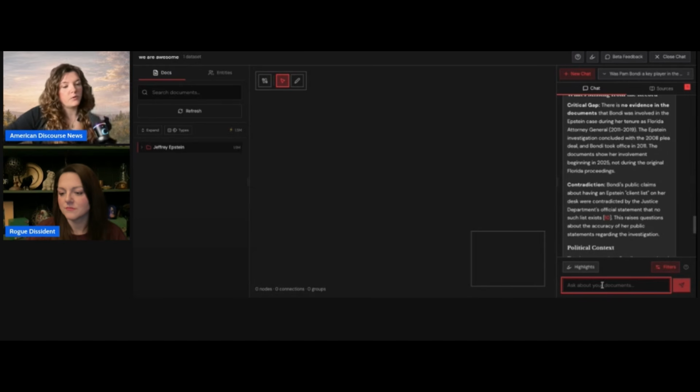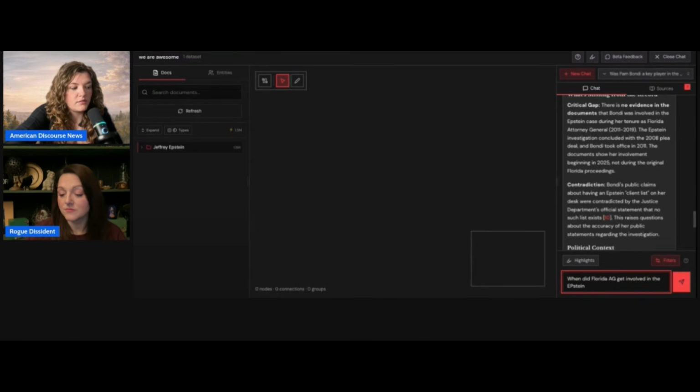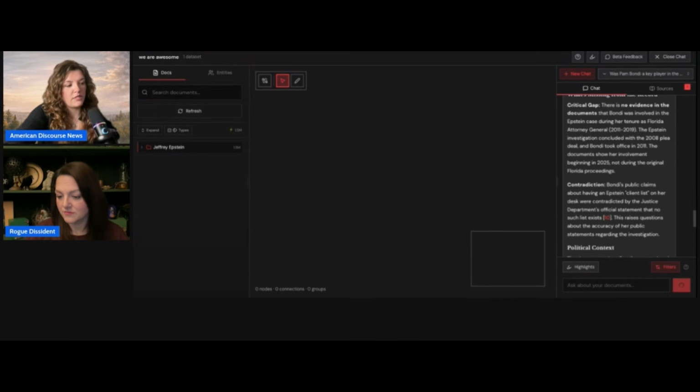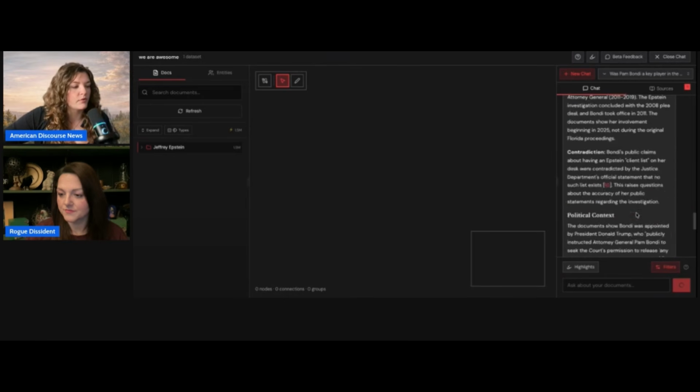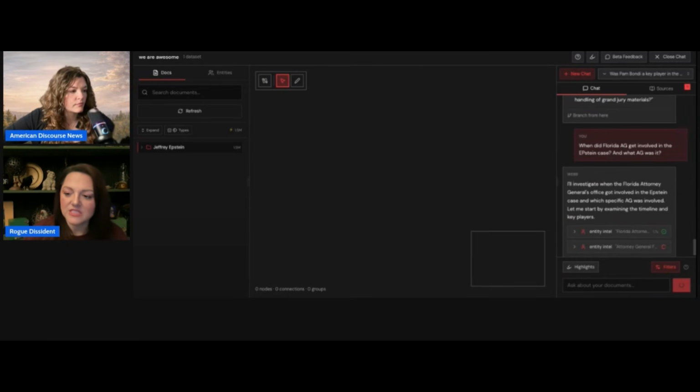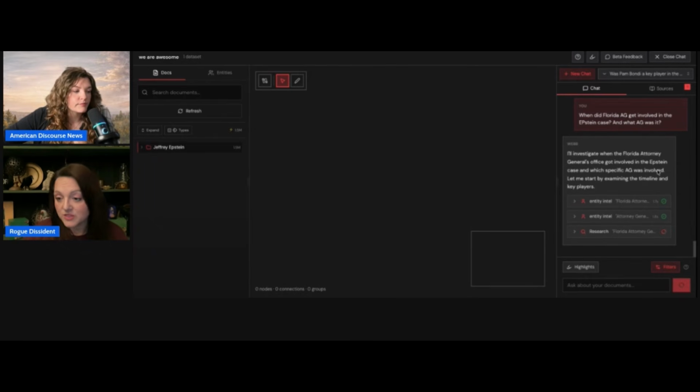And so what we can ask is, when did the Florida AG get involved in the Epstein case? And what Attorney General, I'm going to say AG, was it? So there are a couple of questions in there, so it can really pull. What's so nice about it is that this information is in the file. If you were searching through them and you found the right ones, you could piece that information together, but it's doing it for you.